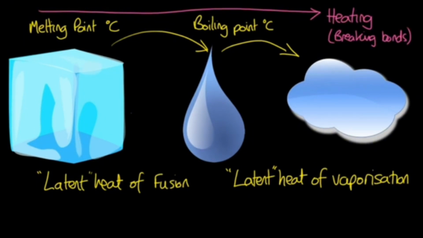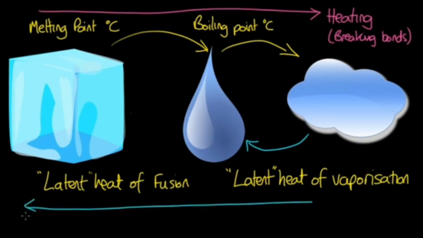Well, when we do that, then cooling the gas down, the liquid bonds form. And when bonds form, that's when energy is given out. So the latent heat of vaporization is given out when we cool a gas down and we condense it. And so this way, we're going to be cooling, and we're going to be making bonds. Energy is going to come out.